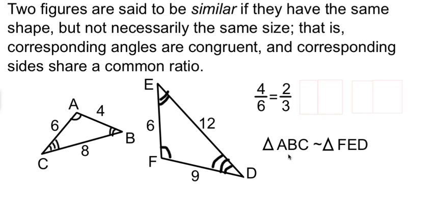Let's try AC and FD. AC is 6, FD is 9. And that reduces to 2/3. Then we have one more pair to look at, BC and ED. 8 and 12 also reduces to 2/3. Since the ratio is the same each time, they all reduce to 2/3, then that proves that they're similar.